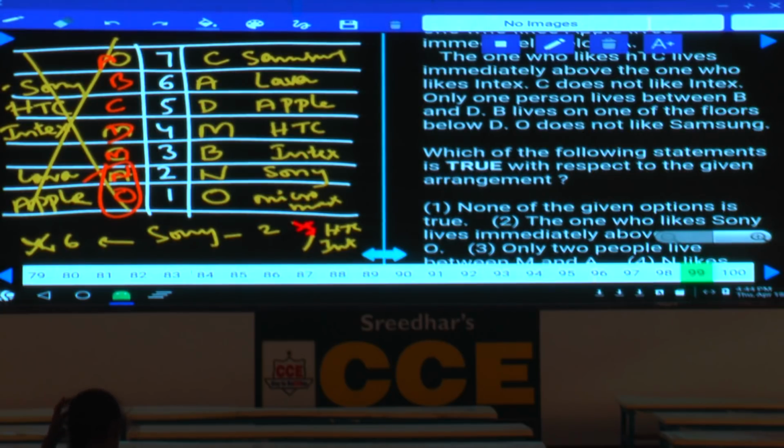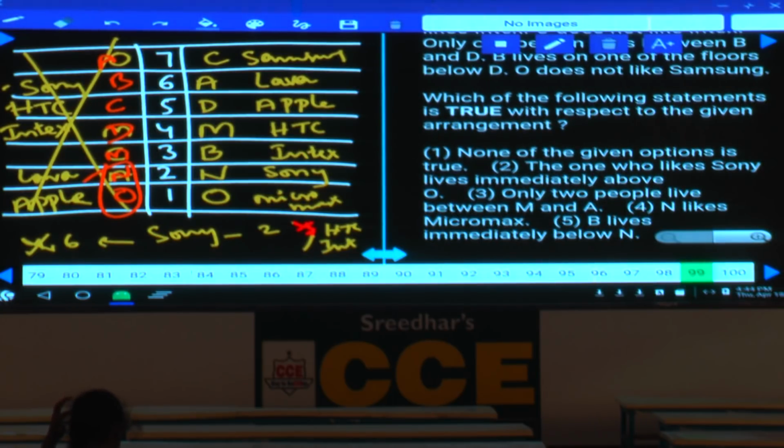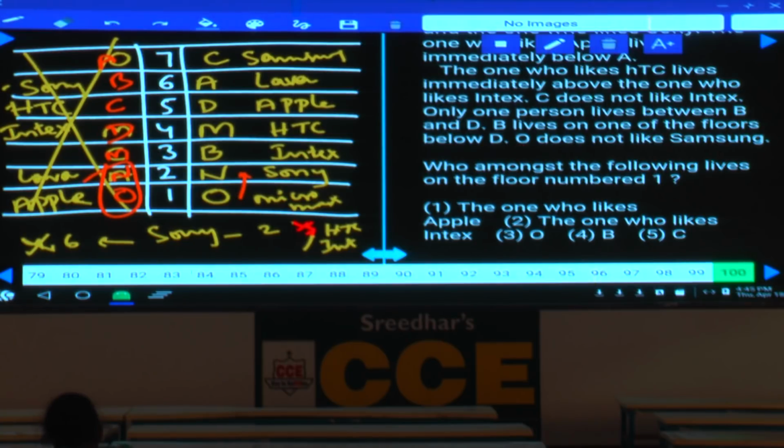Then 99, which of the following statements is true with respect to the given arrangements? Choice 2, the one who likes Sony lives immediately above O. Sony lives immediately above O, that is definitely true, isn't it? What is your answer? Choice 2 is done. Then 100, who among the following lives on floor number 1? Floor number 1, O, the one who likes Micromax. O, the one who likes Micromax, that is choice 3.